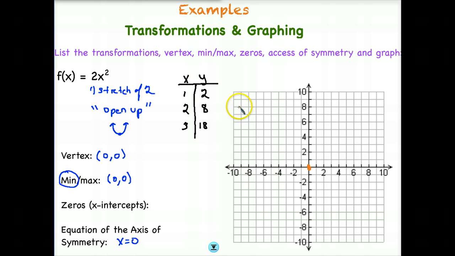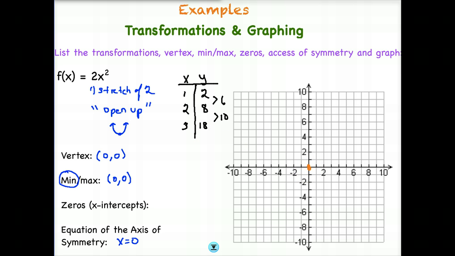Remember that when we had linear functions, this pattern had to be constant. But now if you look at it, this pattern is not constant. We go up by 6 here, we go up by 10 here, we're going to go up by an even bigger number here. And that's why it's important to choose x values that are very close to your vertex, because of how quickly this will grow.